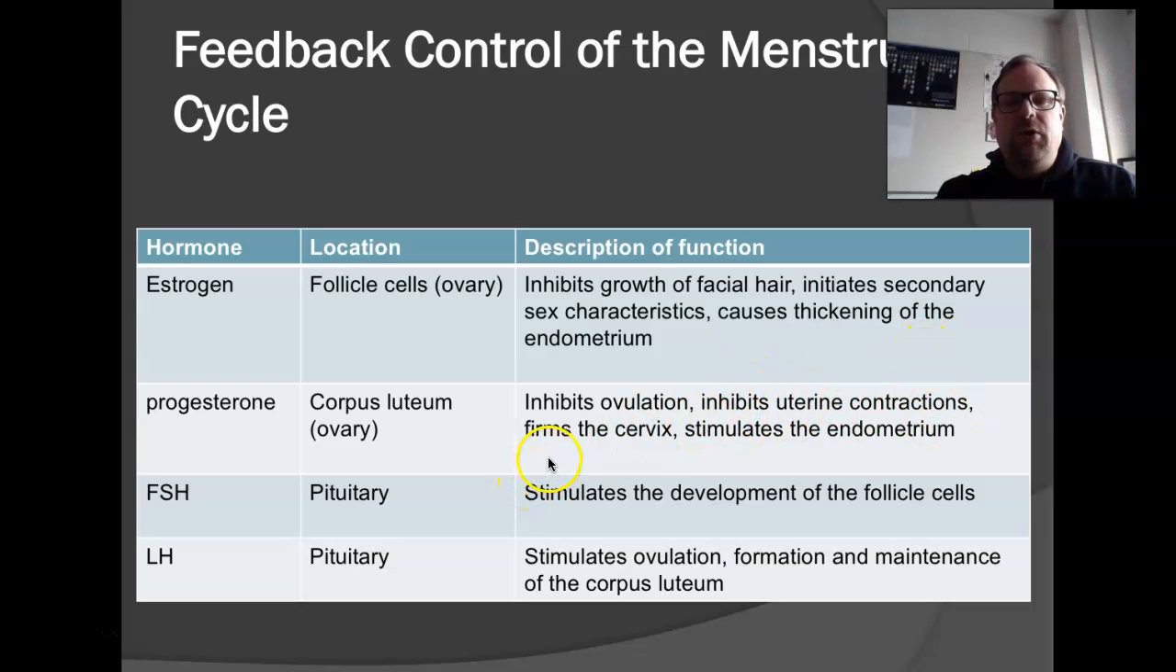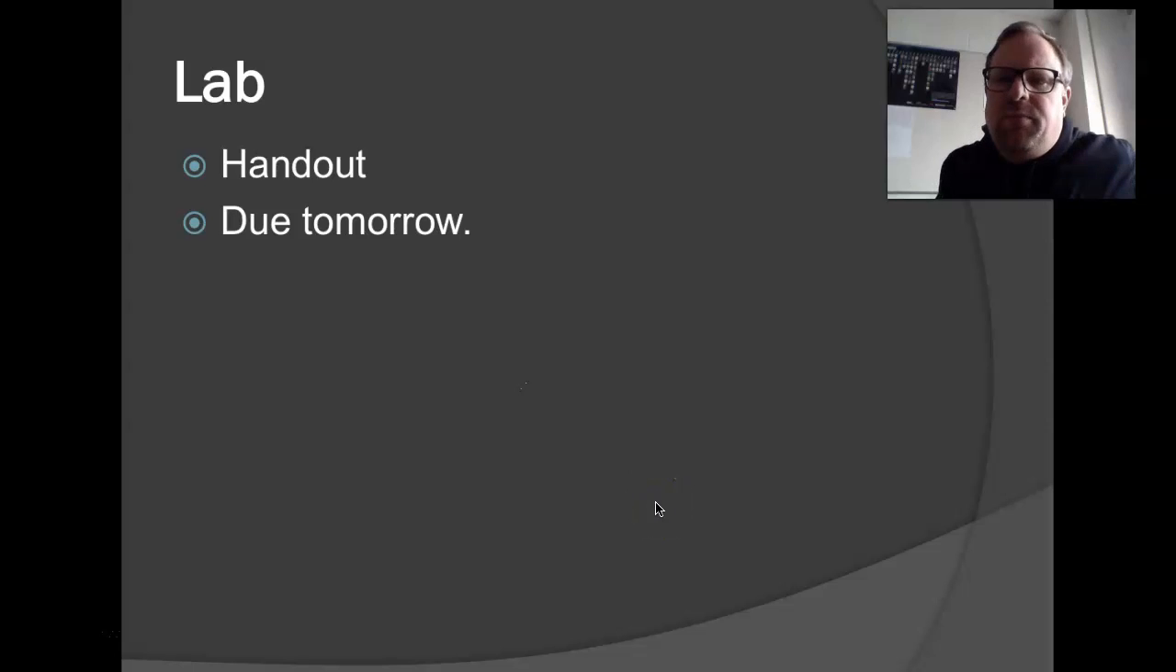It inhibits uterine contractions. What we didn't talk about is firming the cervix. What that means is the cervix will actually start to tighten up and close up so that everything can be held inside the uterus as the embryo develops. We'll see a little bit more of that when we move on to concept B4 later on. And then you have FSH and LH, talking about what they do and what they stimulate. Okay, so that is the stuff I have to teach you for the menstrual cycle.